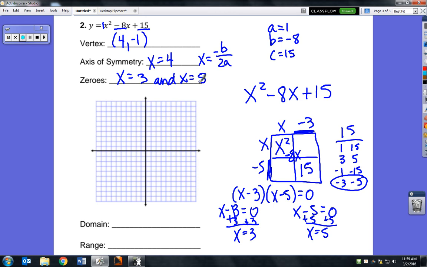Let's go ahead and graph this. I'm going to start with my vertex. My vertex is at 4, negative 1. My zeros are at 3 and 5. Go ahead and draw your parabola.